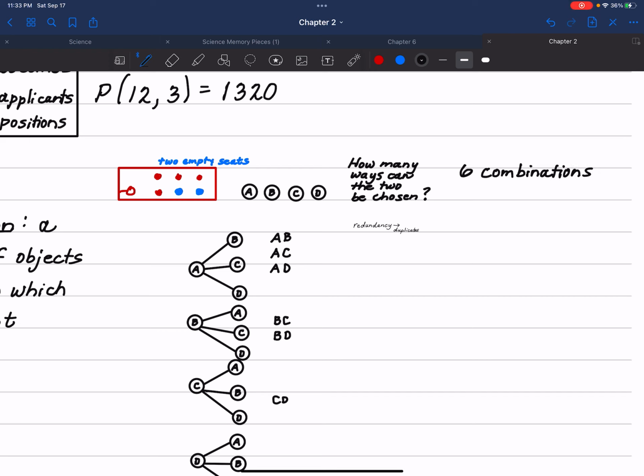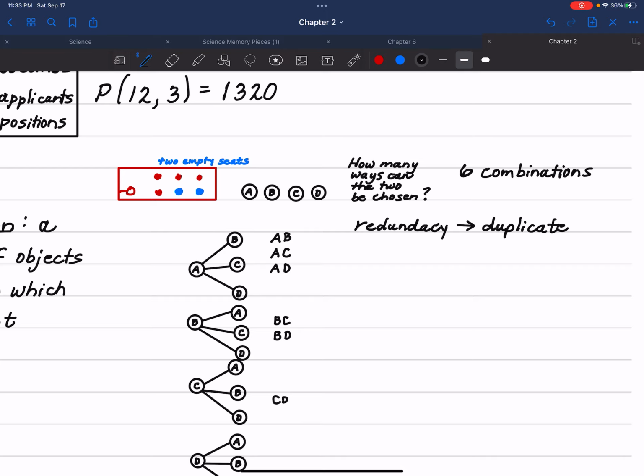After you remove the redundancies, I'm going to write that just a little bit bigger. Redundancies are duplicates, because order doesn't matter. So there are 6 possible combinations.